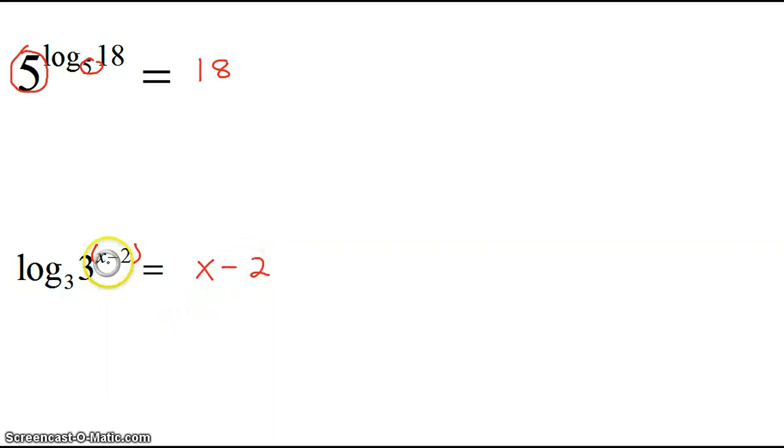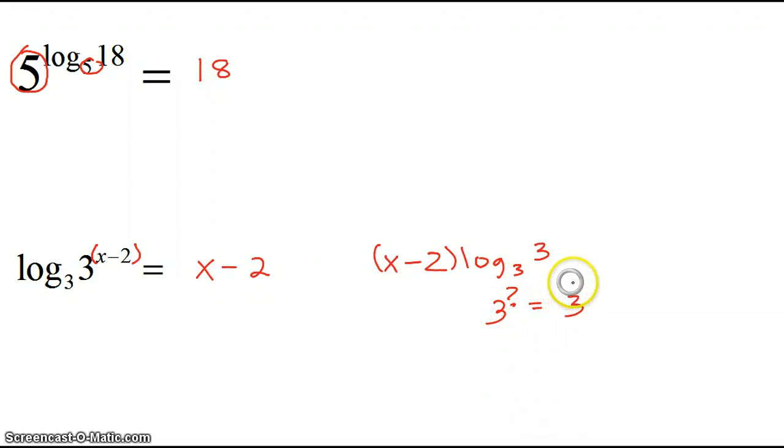You could also think of this as moving the x minus 2 to the front. Remember, the exponent moves to the front, and then I have log base 3 of 3, and there's a parenthesis around my x minus 2. And then remember what we've already learned. We can evaluate this. 3 to the what power gives me 3? 1, right? So this whole thing becomes 1, so that's why it ends up going away. So it's because we're doing the inverse, but understand that's what we were doing when we were calculating our logs.